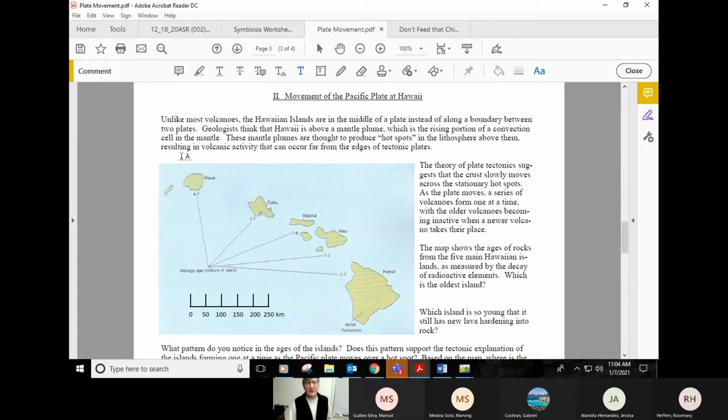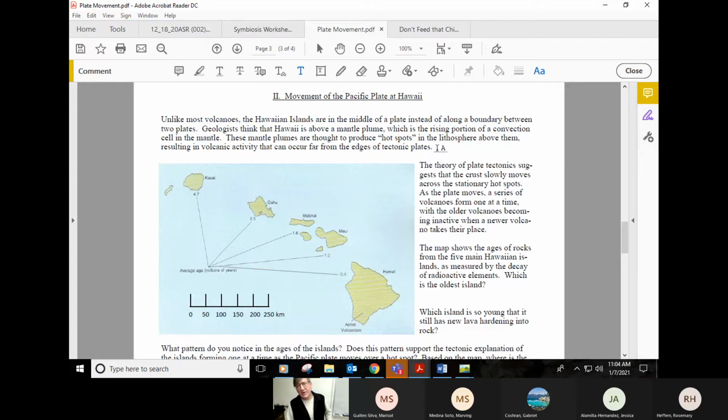So first of all, some background. Unlike most volcanoes, the Hawaiian Islands are in the middle of a plate instead of along a boundary between 2 plates. Geologists think that Hawaii is above a mantle plume, which is the rising portion of a convection cell in the mantle. These mantle plumes are thought to produce hot spots in the lithosphere above them, resulting in volcanic activity that can occur far from the edges of tectonic plates.